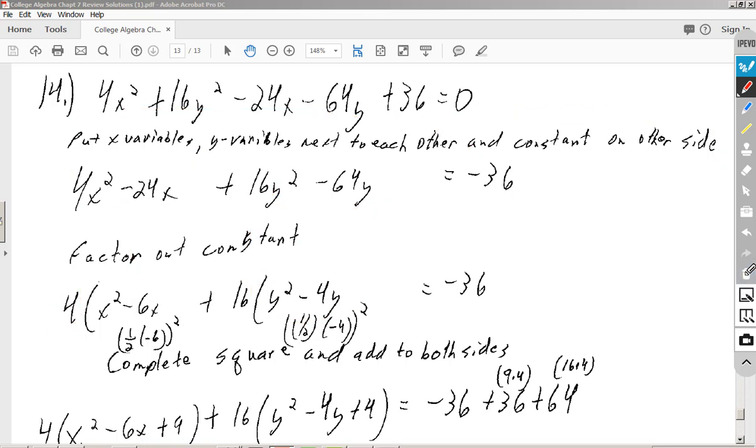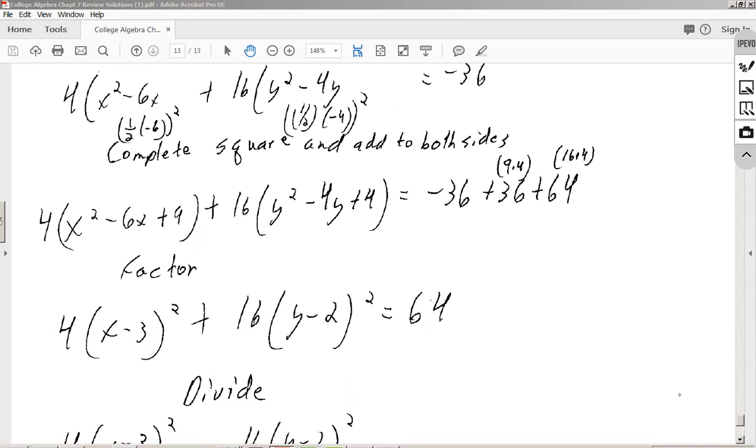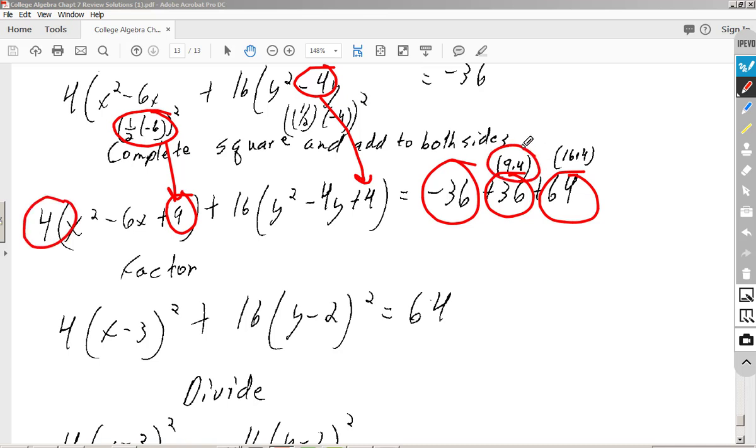Now I need to complete the square. Remember, you take half of b and square it. So here's my b. I take half of b, so that's negative 3. Negative 3 squared is going to give me that 9. I take half of negative 4, which is negative 2. Negative 2 squared is going to be positive 4. And don't forget to add it to both sides. We've got negative 36 plus 64, because remember, I didn't just add 9, I actually added 9 times 4. And I didn't just add my 4, I actually added 16 times 4 when I distributed on through. So that would be the 64.